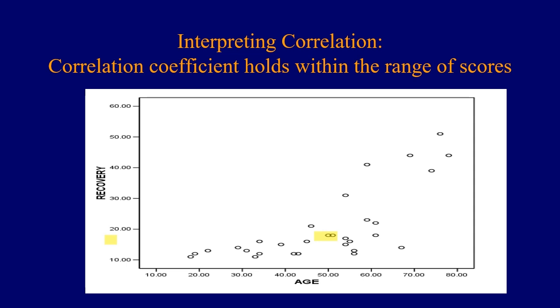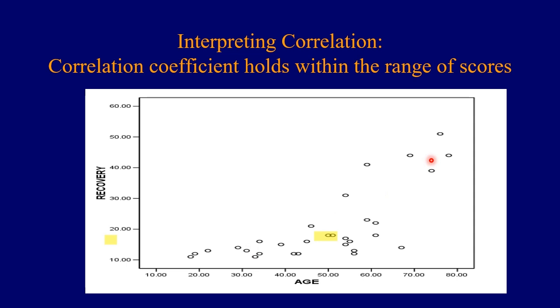The other thing to note when you are examining correlation is that the association holds only between the two limits of the sample you have. Here we are assessing the effect of age on the duration of recovery from a certain operation. Now you could see that as the age increases, it takes longer to recover. So there is a relationship that you can imagine a straight line here somewhere.